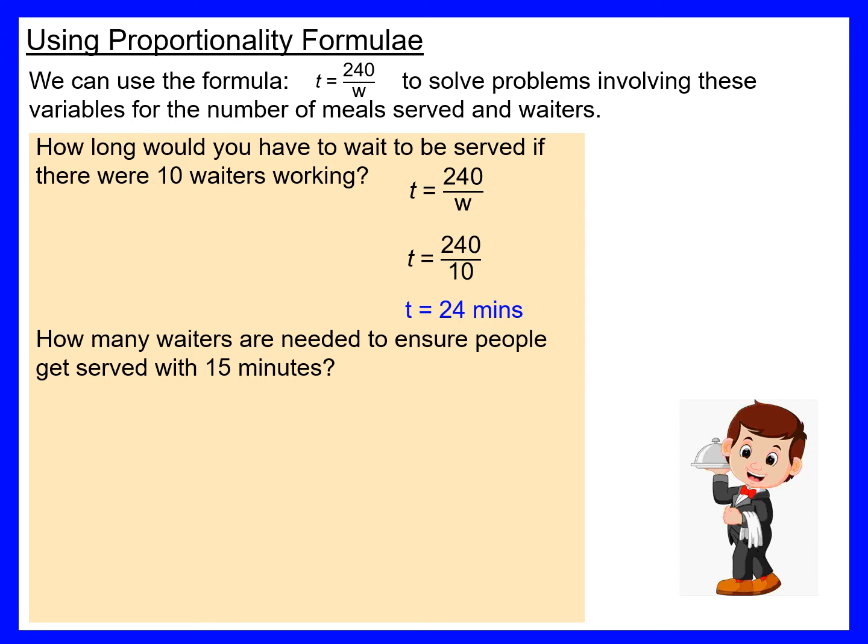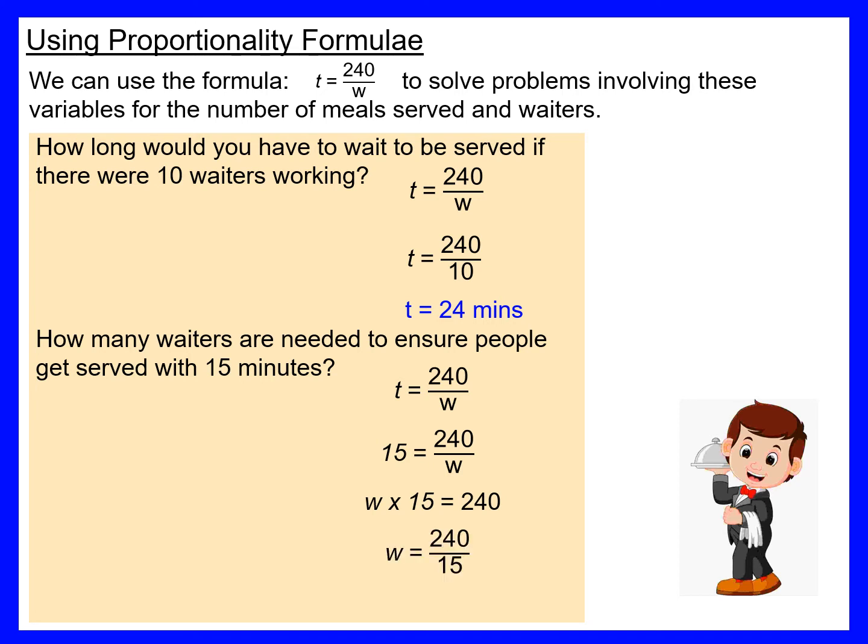How many waiters are needed to ensure people get served within 15 minutes? So this time we know the time. So again, starting with our formula, we're going to swap t for 15. Now we need to rearrange it. Now remember, when we're rearranging these, the division is divided by w, so I need to get rid of this first. So we're going to multiply both sides by w. So that's w times 15 equals 240. Now we want w on its own, so we have to divide both sides by 15.